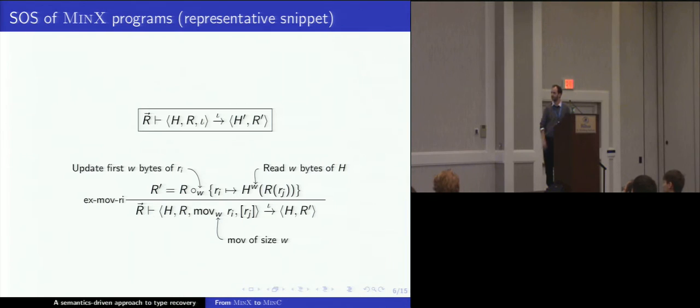However, we do have to have some machinery to cope with the fact that we have a byte-addressable heap and word-sized registers. So we're actually performing a MOV of size W, which means we have to read W bytes from the heap and concatenate them, and then only update the first W bytes of RI.